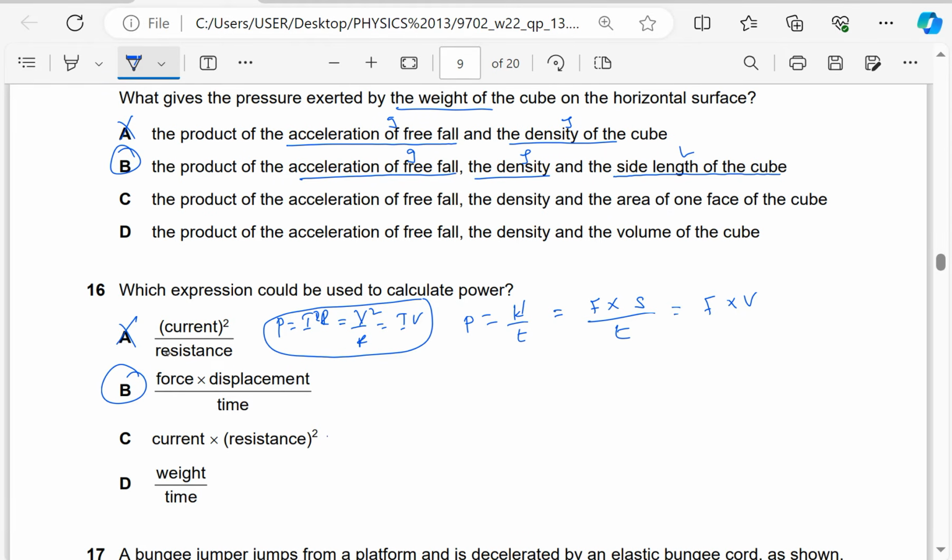Current times resistance squared, this is wrong because it's I squared times R. Weight over time, it is work done over time, so this is wrong.